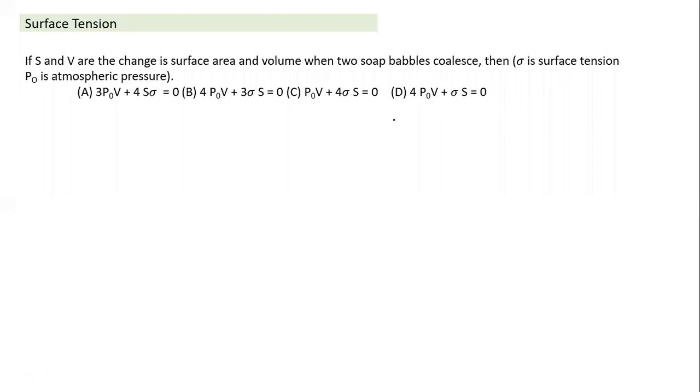All right, so we continue with surface tension, and most of the questions we picked up are similar to questions which have come in the past in mains, and some ones which are a little more tricky. So let's look at this question here.